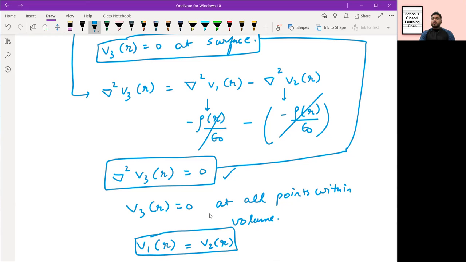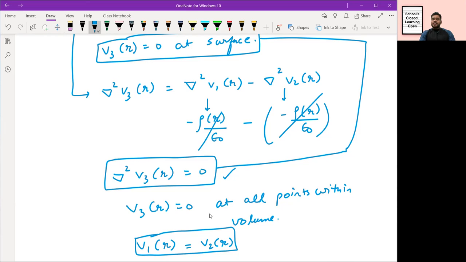And if potential is going to be unique, the distribution of potential is going to be unique, then obviously the electric field is going to be unique. It is not going to be more than one function. Correct? So this is the uniqueness theorem. For any fixed distribution of charge and fixed potential at the boundary surface, the potential distribution within that closed surface will remain fixed with time.